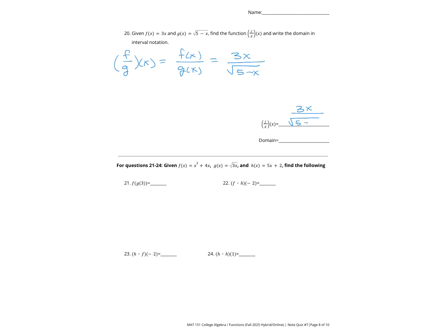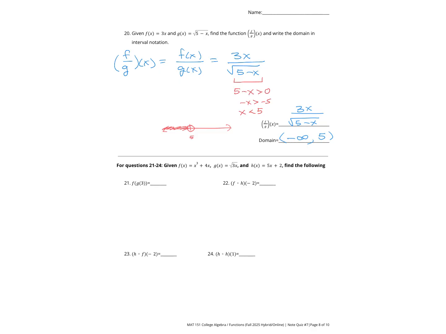The more interesting question is the domain. Remember that we can never divide by 0, and we can't take the square root of negatives. So therefore, we need to have this 5 minus x to be strictly greater than 0, which means that negative x is greater than negative 5, or x is less than 5. So we can only use values of x that are less than 5. So that domain is going to be from negative infinity to 5, excluding the 5.